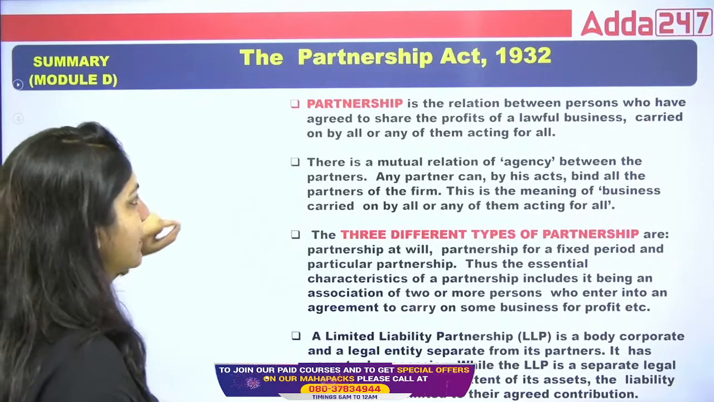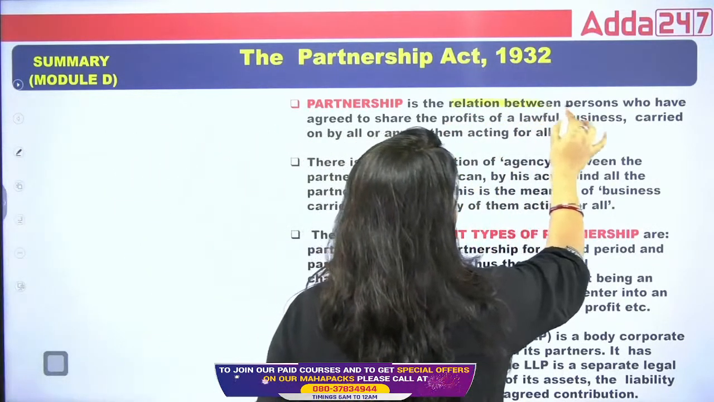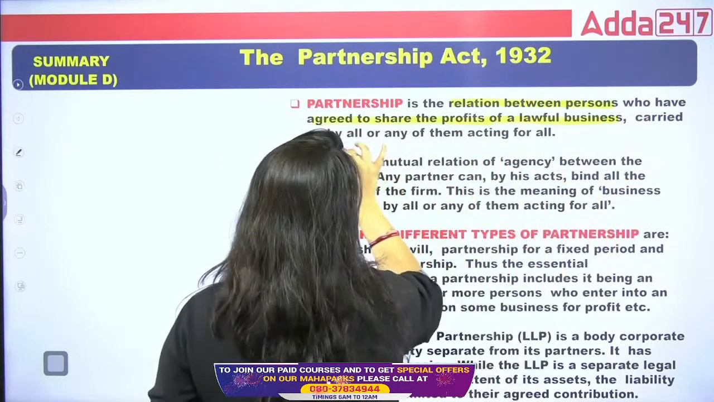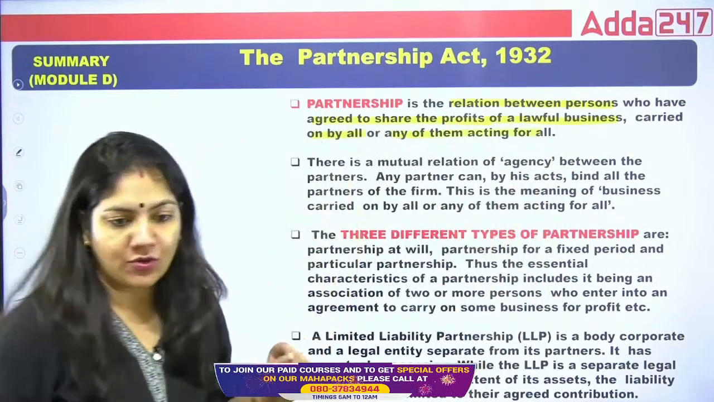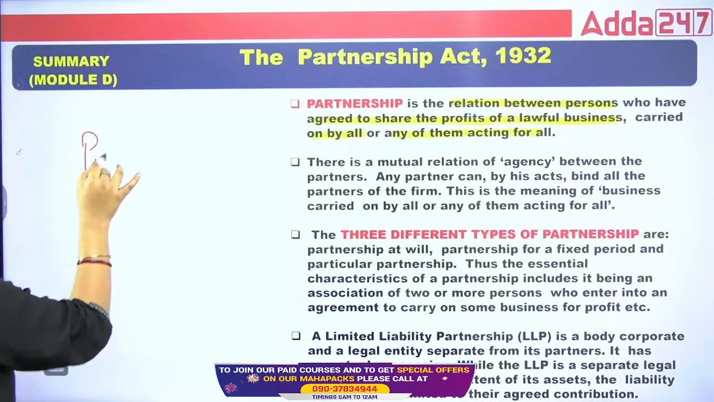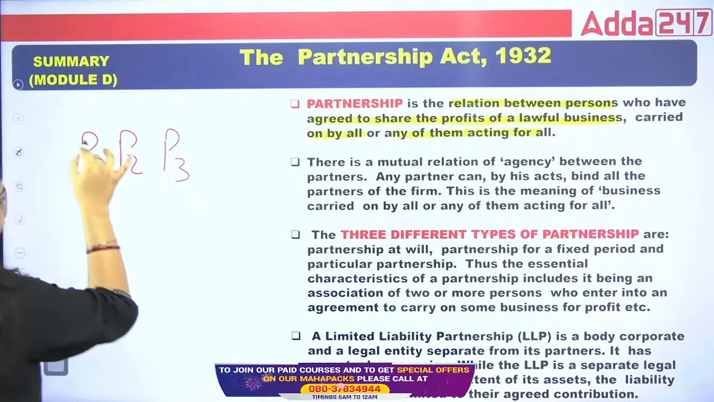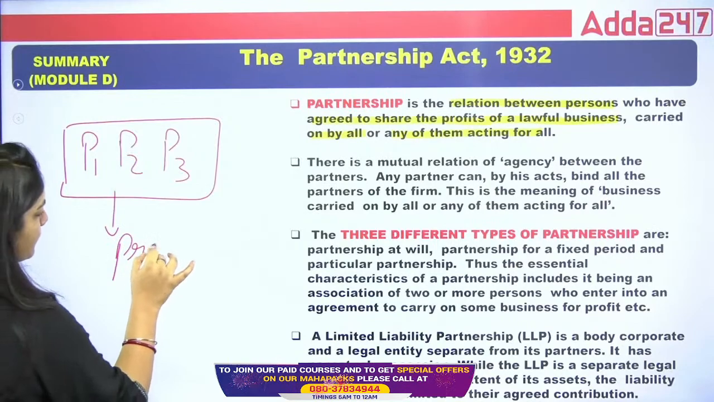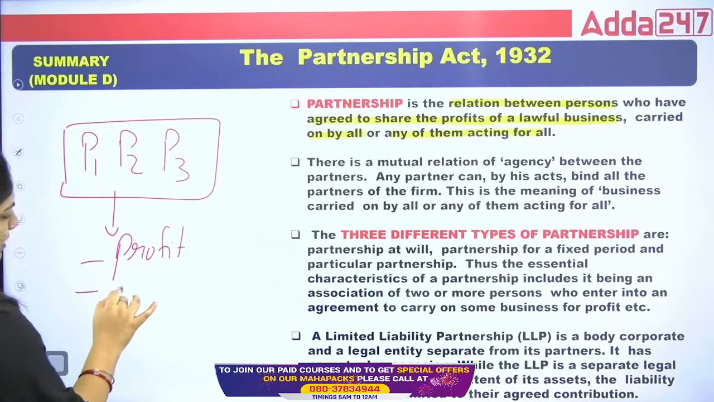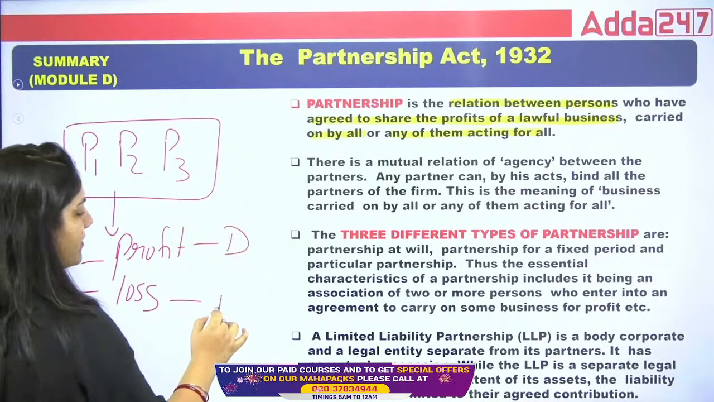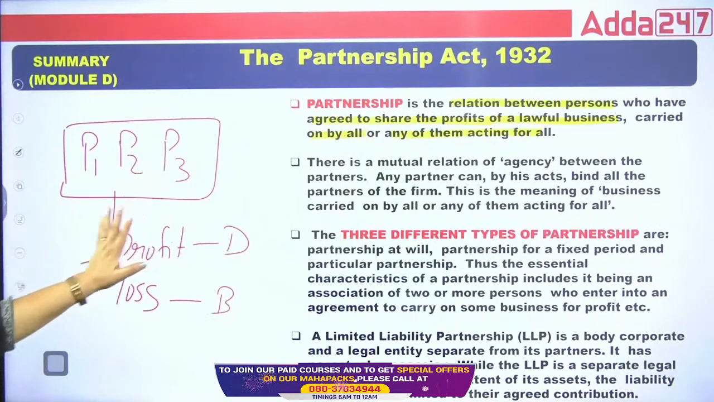As you can easily see, class, partnership is basically the relation between persons who have agreed to share the profit of a lawful business carried on by all or any of them acting for all. This is the definition of partnership. If I explain it in a ray diagram, suppose P1, P2, P3 are the three partners. What is the basic aim of partnership? Whatever profit comes will be distributed among all, and the loss will be borne by all the persons. This is the basic aim of the partnership.